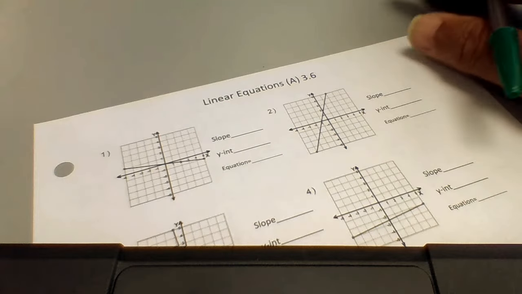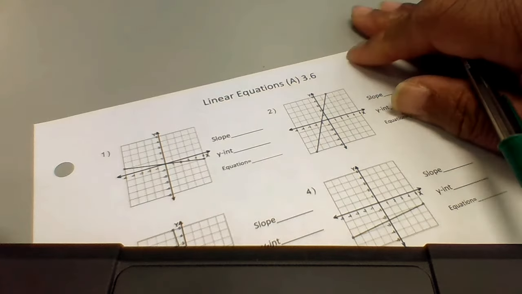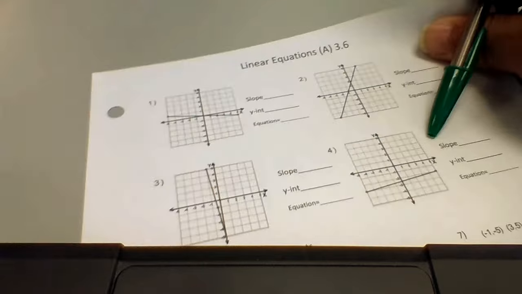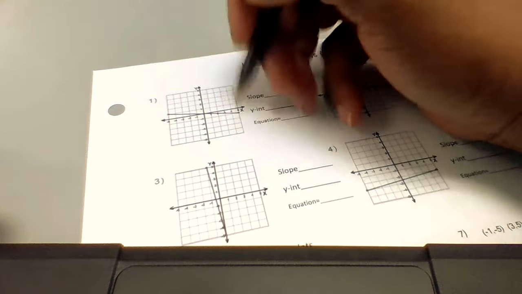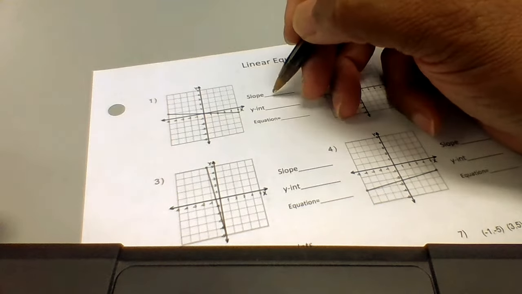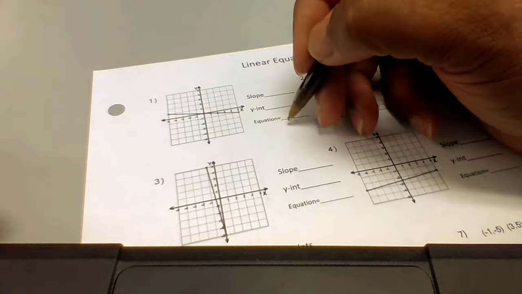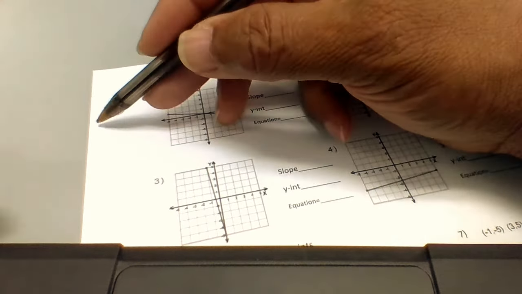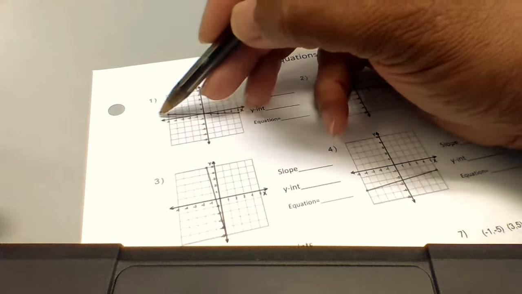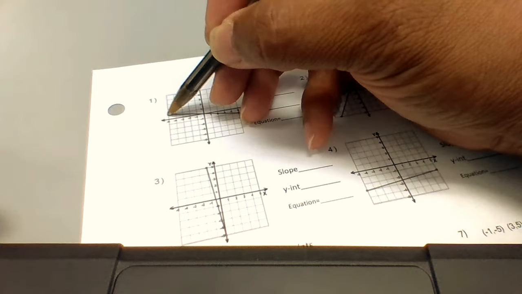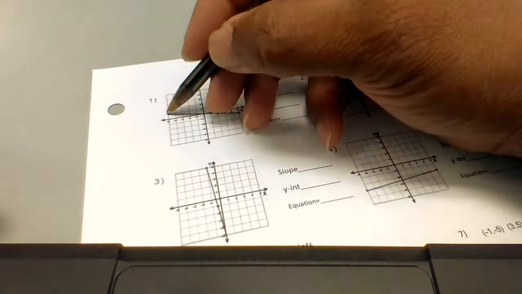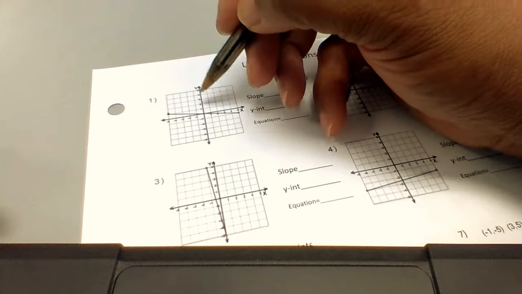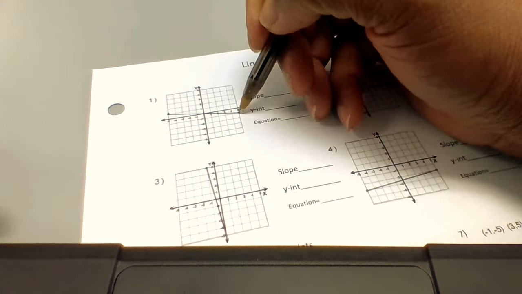This is linear equation 3.6. All right, what we have here is a line on a graph, and we have to find the slope, the y-intercept, and write the equation. So first of all, you want to pretend like you're coming in from the left side, and you're going to hit this point right here, and you're looking for the other point over here.